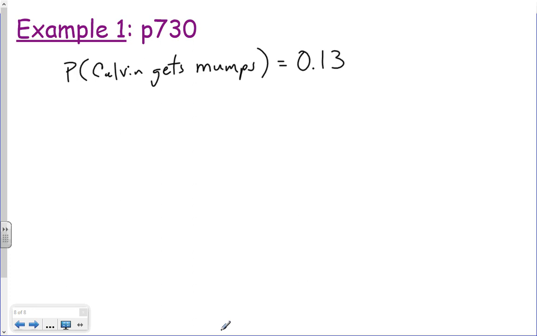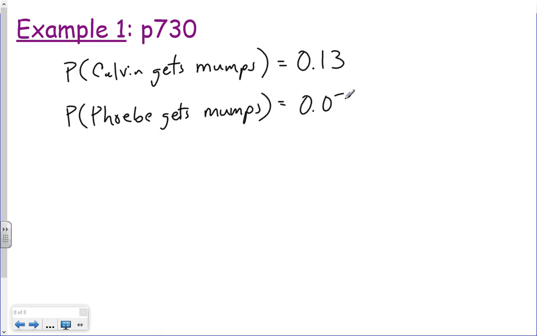And it says the probability that Phoebe catches the mumps is only 7%. So the probability that Phoebe gets the mumps is only 7%. So again, I'm going to write that as a decimal, 0.07. So they want us to find the probability of each of these events. All right, so the first one is the probability that both Kelvin and Phoebe get the mumps.